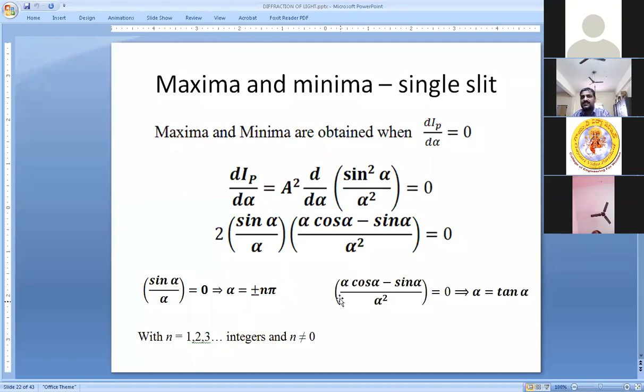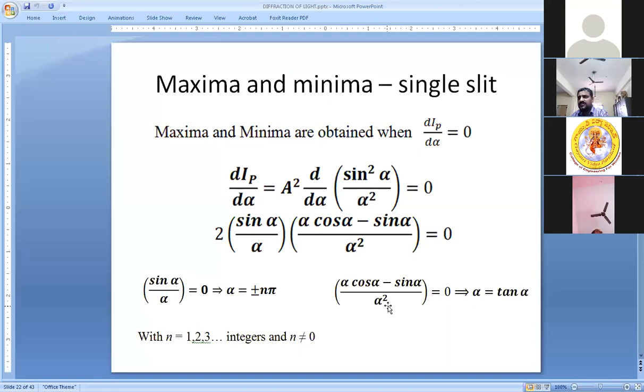Another possibility is alpha cos alpha minus sin alpha by alpha. Actually, there is no square. We are fortunate enough that this alpha square is going to be 0. That's why we are unable to notice it, right? But it's a mistake. There is no alpha square in the denominator. It's only alpha. So this bracket term vanishing to 0.